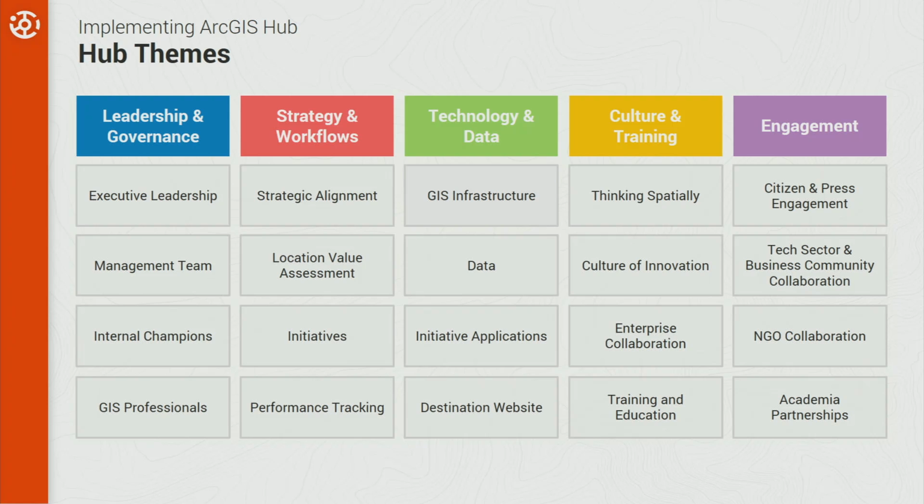Now, I'm going to run over these top themes here, and I'm going to do a quick poll. If you see this theme and you say, this is my most pressing need, I want you to raise your hand as I go through these themes. So our 5 themes are leadership and governance. This is your most important theme for your hub implementation to work on. Please raise your hand for this.